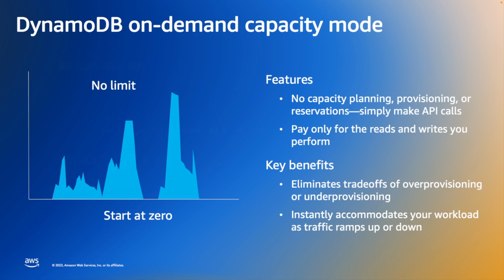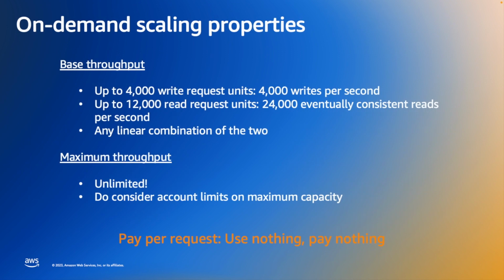Another benefit of on-demand is that it's going to be able to instantly scale up to your account limit, say 40,000 WCUs, which is a soft limit. You can increase that at any time.